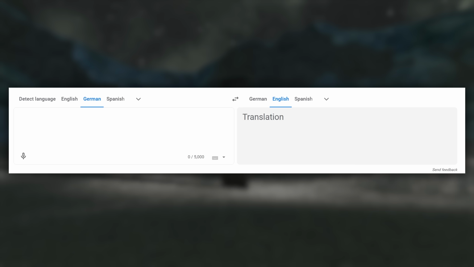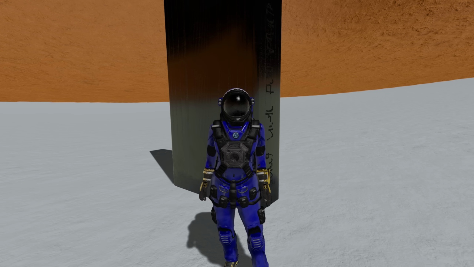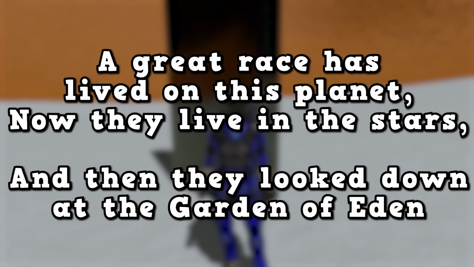So, if we're assuming that this is the correct translation of the Stereolith inscription, what does this translate into in English? If we pull up good old Google Translate and input our German text, we get, and then they look down at the Garden of Eden. Based on this translation, I believe that the Stereolith inscription is the second part to the Monolith inscription, making the full translated text, a great race has lived on this planet, now they live in the stars, and then they looked down at the Garden of Eden.